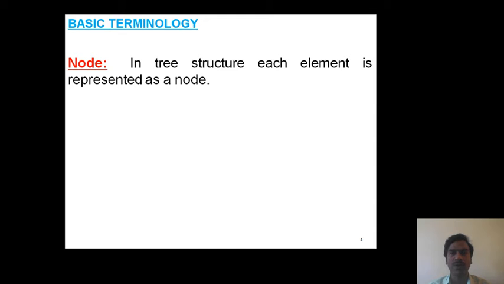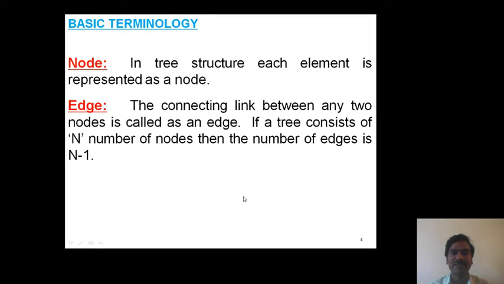The first one, node. So in a tree data structure, every element is represented as a node. Here nodes are created with the help of a self-referential structure. For this we use the linked list concept. Next one, edge. The connecting link between every two nodes is called an edge. If a tree consists of n number of nodes, then the number of edges is n minus 1.